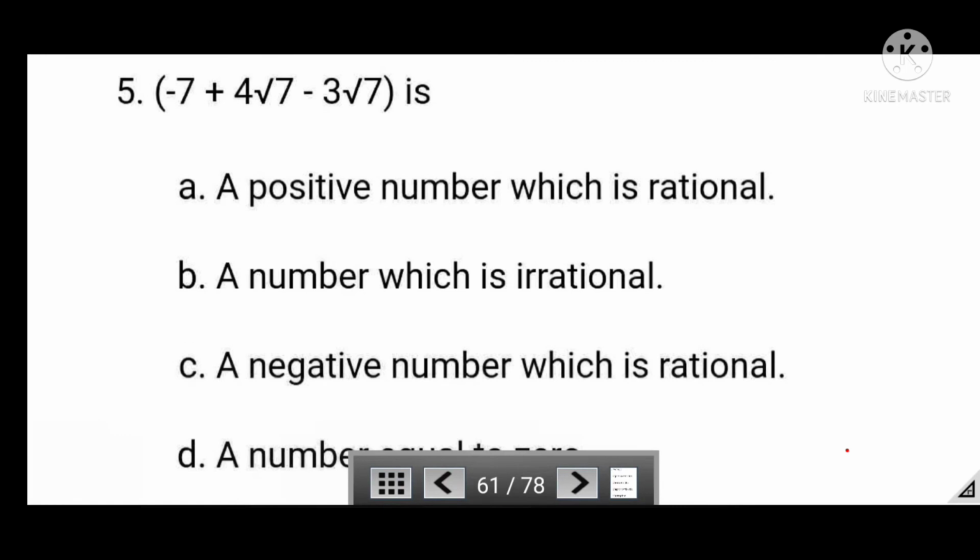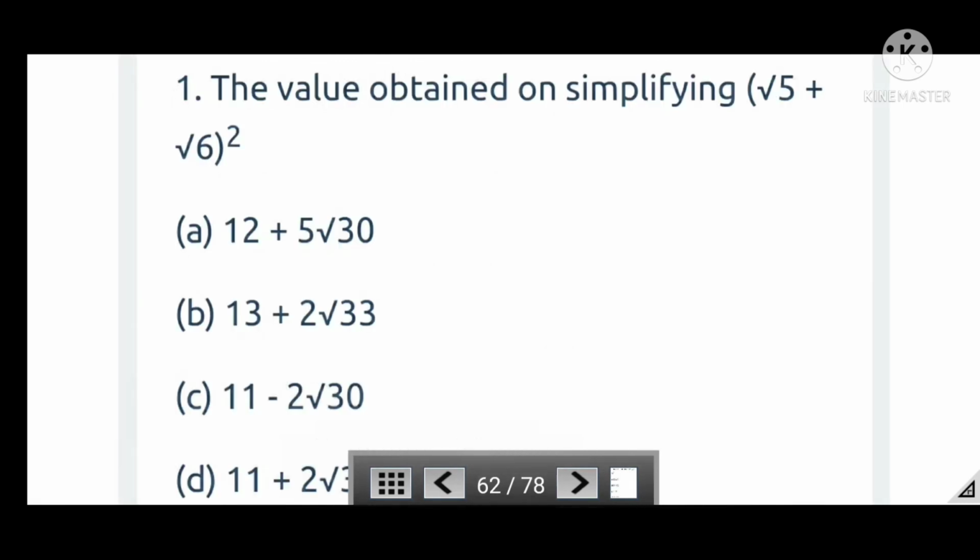Next question, minus 7 plus 4 under root 7 minus 3 under root 7 is. Now solve this. Minus 7 plus 1 under root 7, which may be written as under root 7, and this is an irrational number, so the answer is a number which is irrational. B option is the right option.